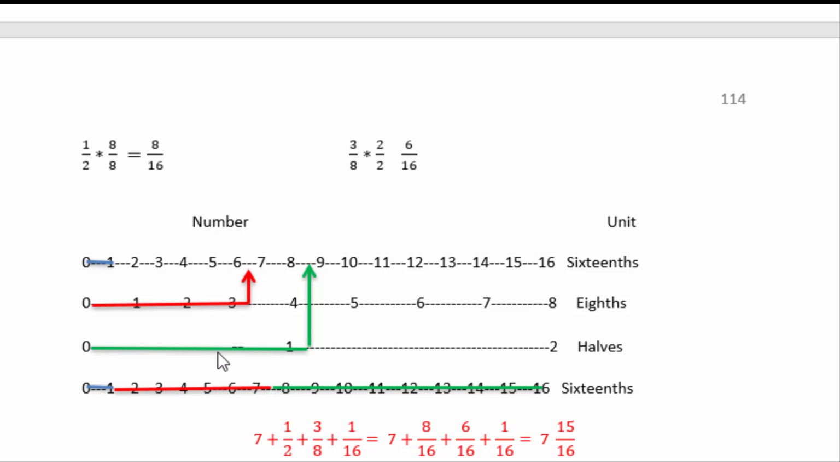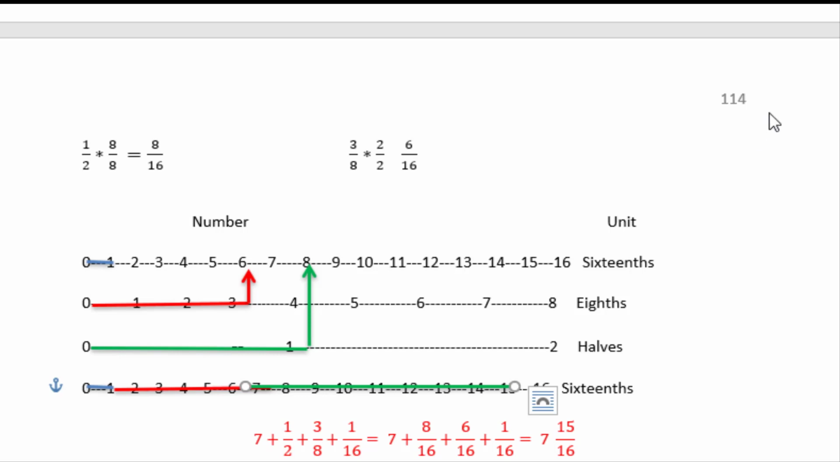So we're changing them all into 16ths. So I have 1/16. I changed 3/8 into 6/16, and I could change 1/2 into 8/16. So 1 plus 6 plus 8 is going to give me 15/16. Adding them on a number line. And so I'll do one problem like this. But that's a good review.